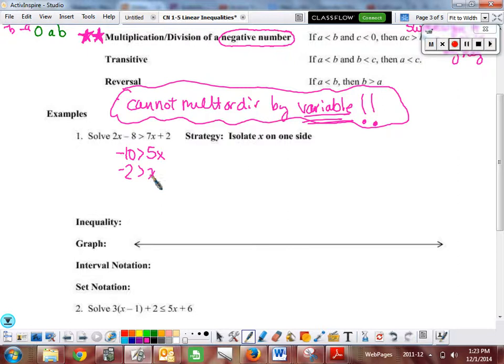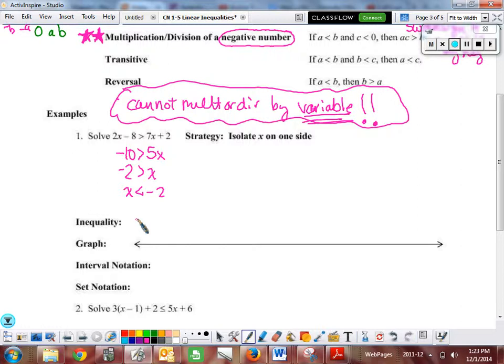But I don't like to have the x on that side. Can I reverse it? x is less than negative 2. So I have solved it. I have gotten the answer. But usually they want you to write your solution as a solution set.